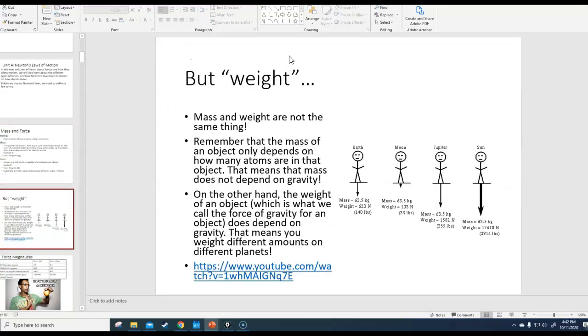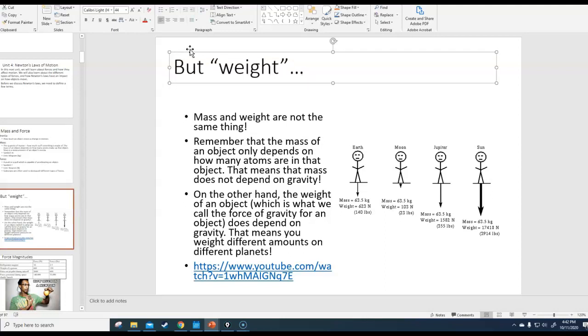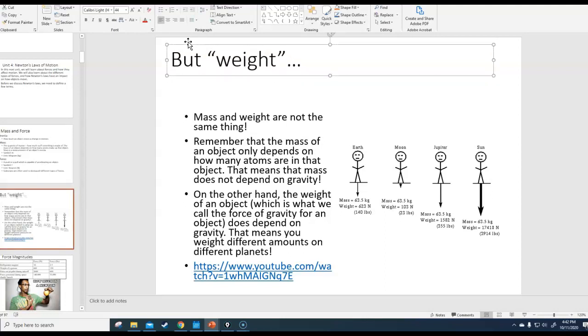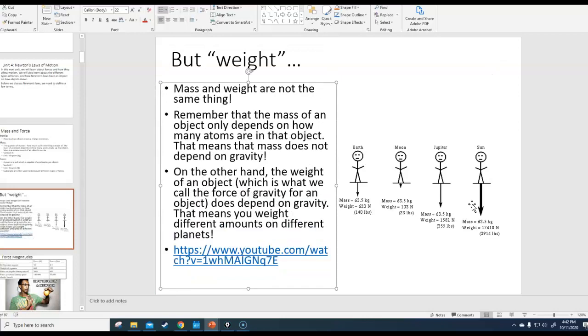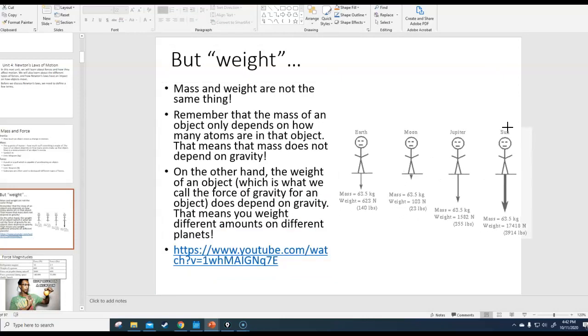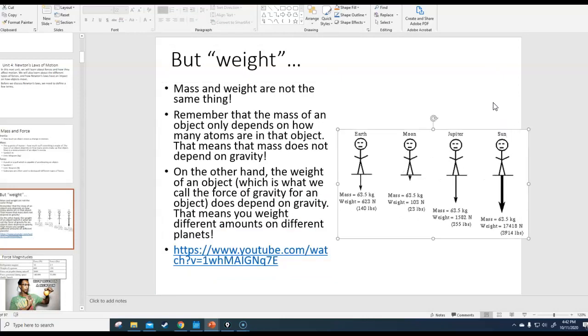Okay, so before we get too far into it, I want to talk about an important distinction between weight and mass, because weight and mass are not the same thing, and a lot of people actually use them interchangeably even though they're not the same thing. And so now let's talk about the difference between mass versus weight, and then I want you to watch a video talking about the difference between mass and weight.